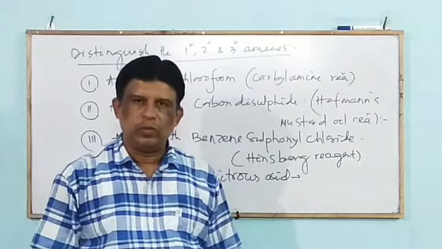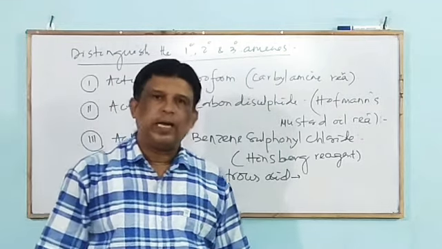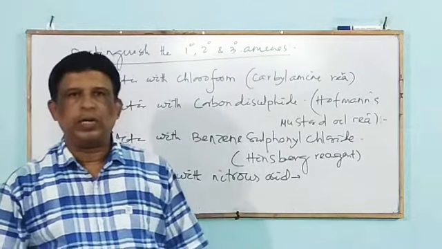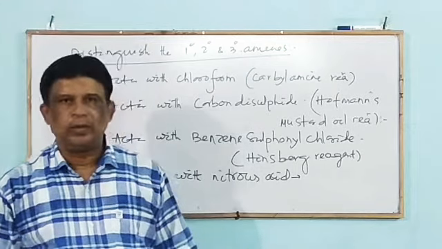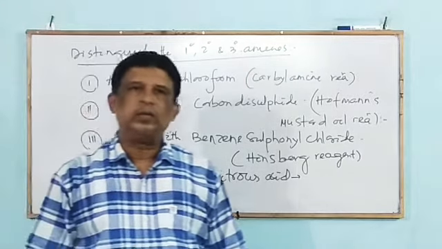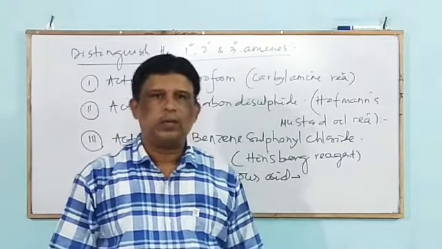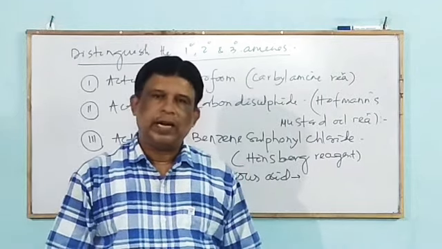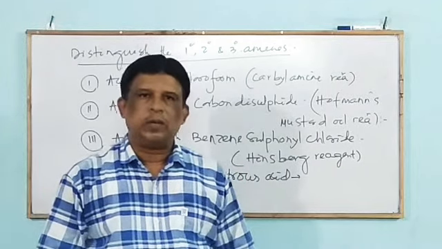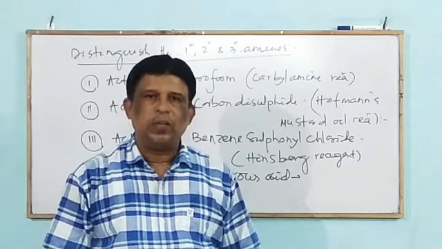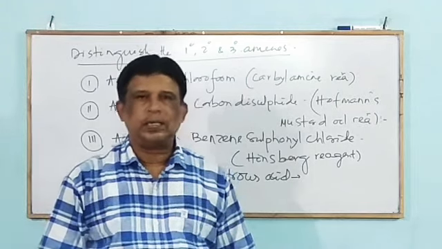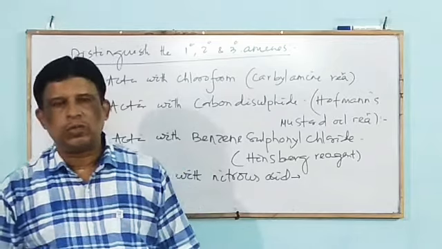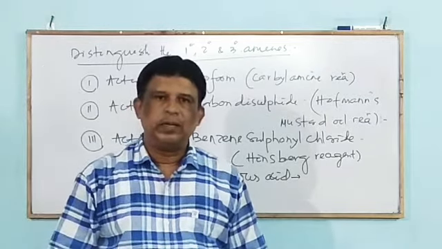And last is uses. We know aliphatic amines are used as laboratory reagents and also as solvents, while aromatic amines are used in the manufacture of dyes, drugs, etc. It is all about the chapter nitrogen containing compounds, that is amines. In the next class we discuss another part of this, that is known as benzene diazonium.